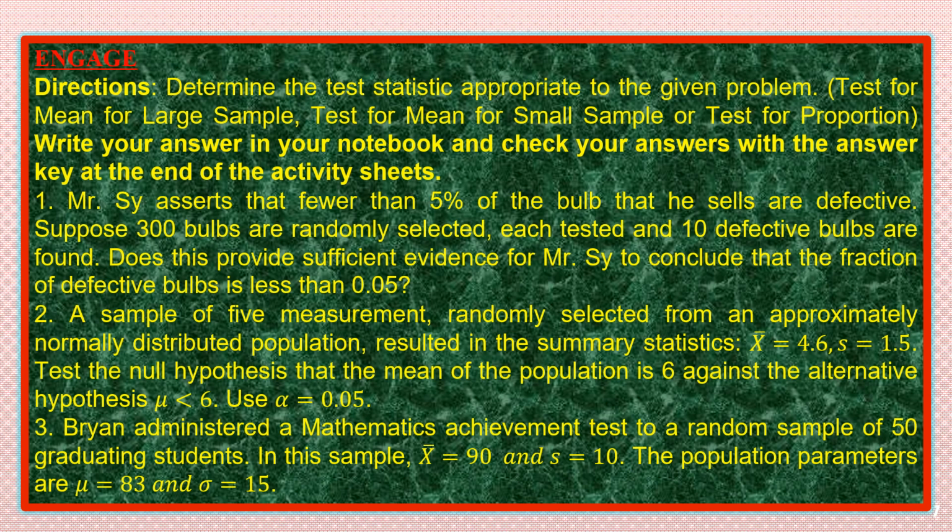For the engage, you're going to determine the test statistic appropriate to the given problem. Your answer could be test for mean for large sample, test for mean for small sample, or test for proportions. So you have three items. You write your answer in your notebook and check your answer with the answer key at the end of the activity sheets.